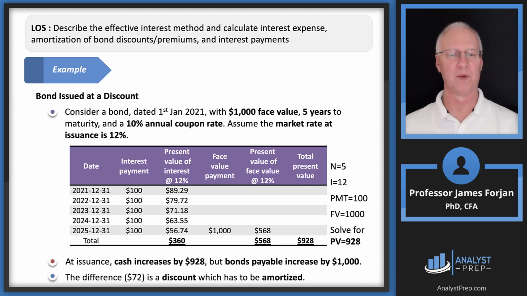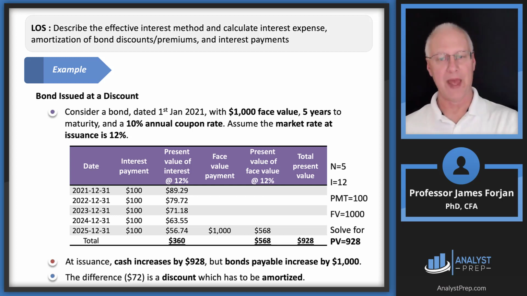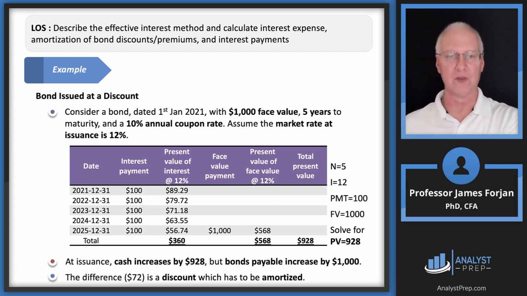All right, so look at the bullet points down there at the bottom. At issuance, cash increases by $928, but bonds payable increases by $1,000 because, what did I say earlier? An explicit promise. I promised to pay that $1,000 at maturity. So we have bonds payable of $1,000 and we have cash of $928. Well, what's the difference? The difference is $72, and that's the discount on the bond, which has to be amortized.